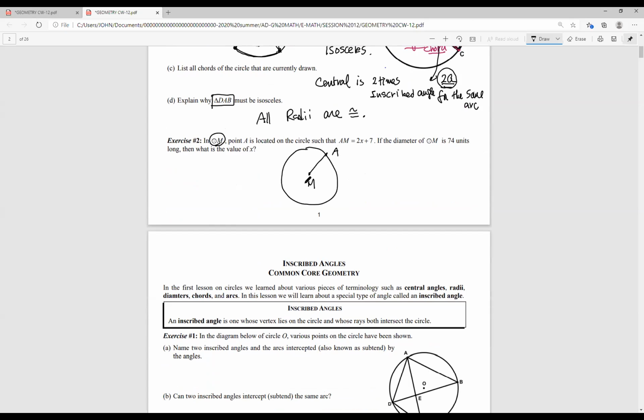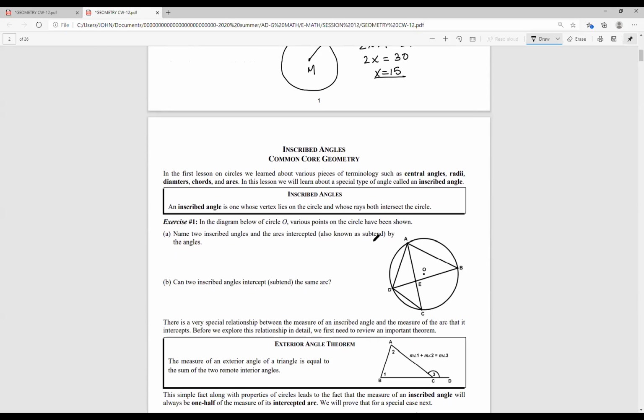This is the radius. The diameter is 74, so how much is the radius? 2x plus 7 equals half of this one, right? The radius is half of the diameter, 37, isn't it? So you can find the radius quickly. So x equals 15 is the value of x over here.